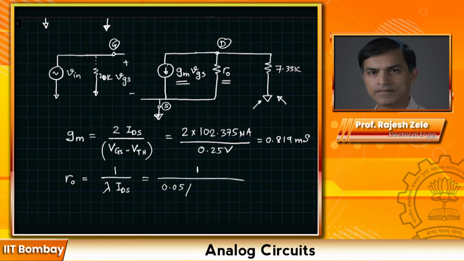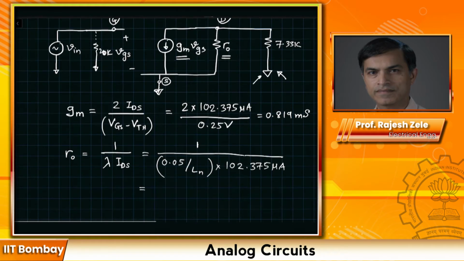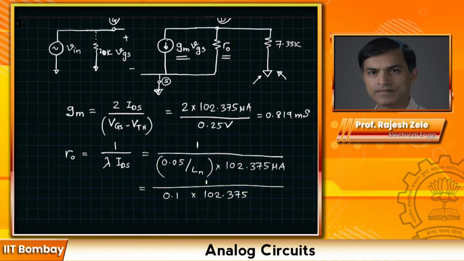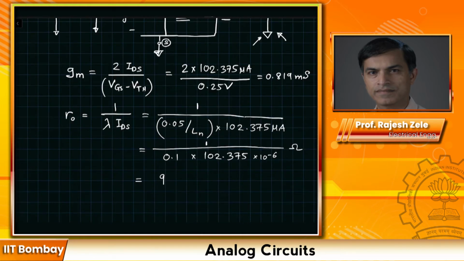The output resistance R out is given by 1 divided by lambda IDS. Lambda is 0.05 divided by ln, times 102.375 microamps. Since we said ln is 0.5 micron, the value for lambda becomes 0.1, multiplied by 102.375 times 10 to the power minus 6, and this should be in ohms. That will be equal to 98 kilo ohms.